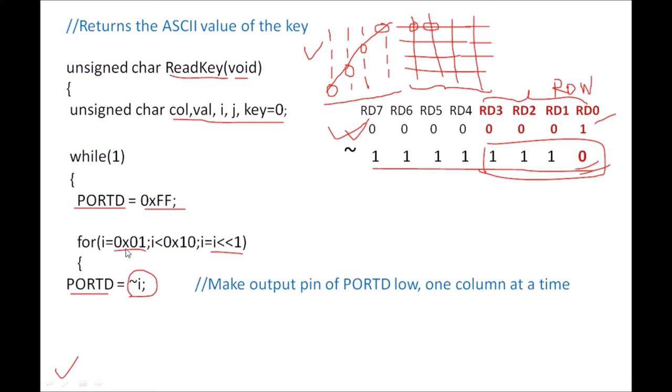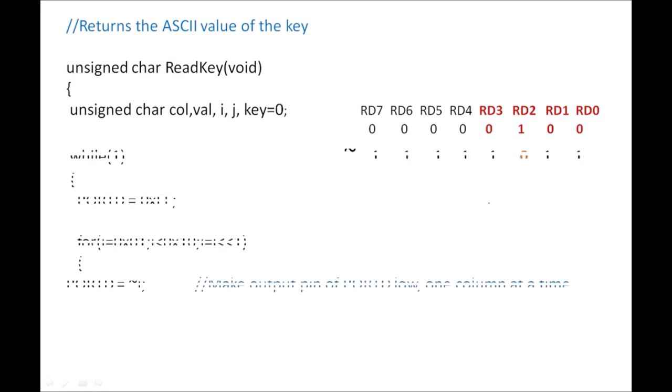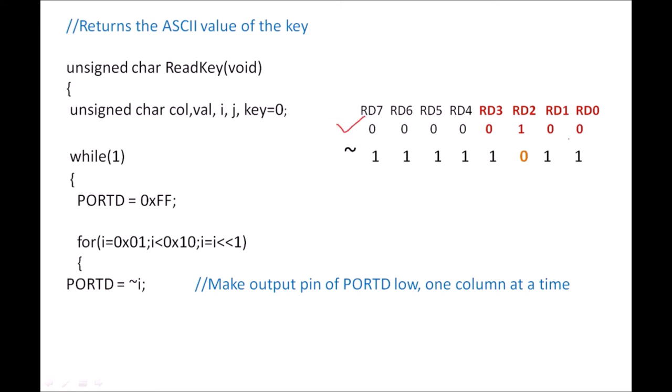So this is the initial value of I and we are shifting I by 1 bit in the left direction to make the next row 0 next time. So just go through this data. If we shift I in the left direction by 1 bit, we'll get this type of data. After shifting it left by 1 bit, we are complementing it and sending it on port D. So we are making the next row 0 and all other terminals are at logic 1. Similarly, next time, suppose a key of this row is not pressed by the user, we have to send 0 on RD2. So we are again shifting I left by 1 bit and complementing it. After shifting I left by 1 bit, we'll get this data in I and we are complementing it. So this data we are sending on port D.